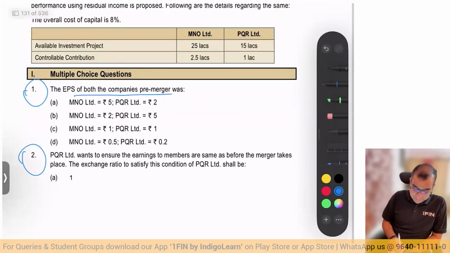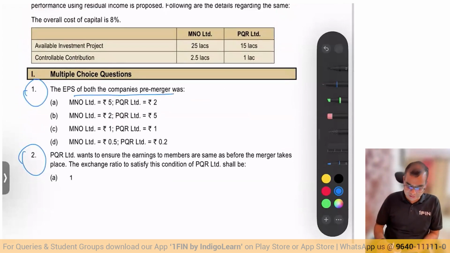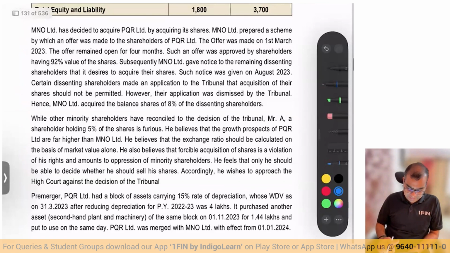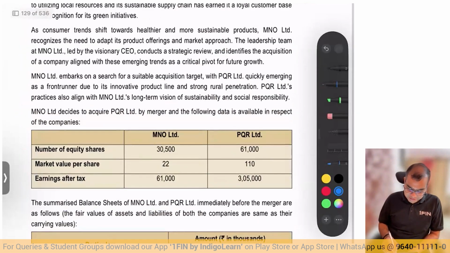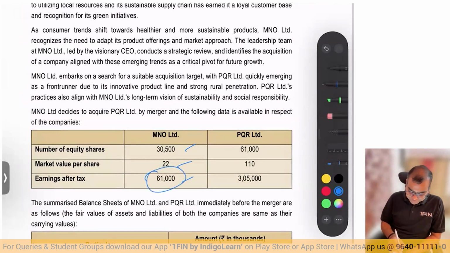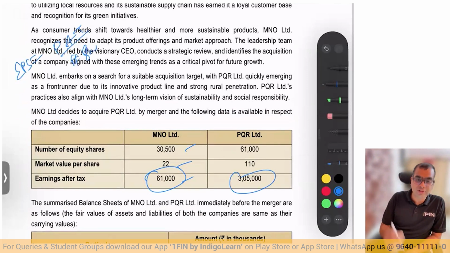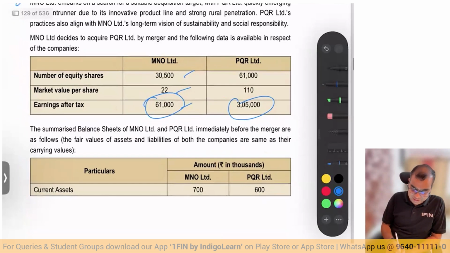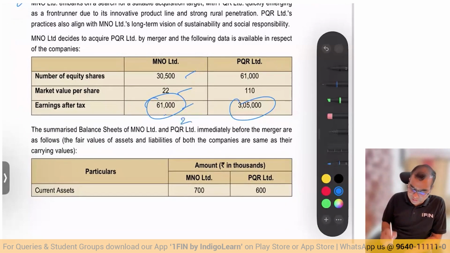The EPS of both the companies pre-merger. Very simple question. What is the EPS of both the companies? They have given some data here: number of equity shares, market value per share, earnings after tax. It is very simple. They have not given it in rupees or whatever it is. So we just need to directly use earnings after tax, which means PAT. EPS is equal to PAT by number of shares. Simple. You just use that formula, which is 61,000 divided by 30,500, which is 2. Then 3 lakh 5,000 by 61,000, which is 5. EPS is 2 and 5.